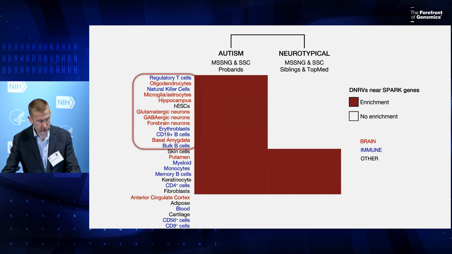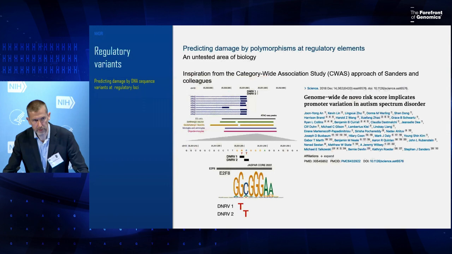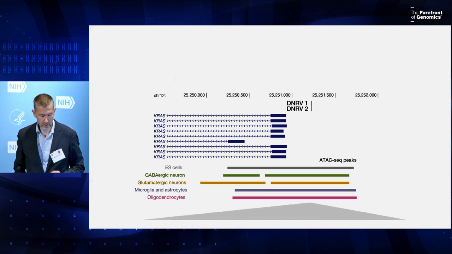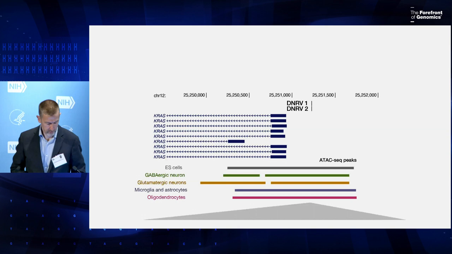So now what we're doing is we're trying to figure out how to predict whether these de novo regulatory variants are damaging. And we're taking some inspiration from Stephan Sanders' approach, which is the category-wide association study approach. And what we're looking at here is de novo regulatory variants from two separate individuals with autism in these cohorts. And they're sort of side by side at the KRAS gene, which causes Costello syndrome and is associated with autism.